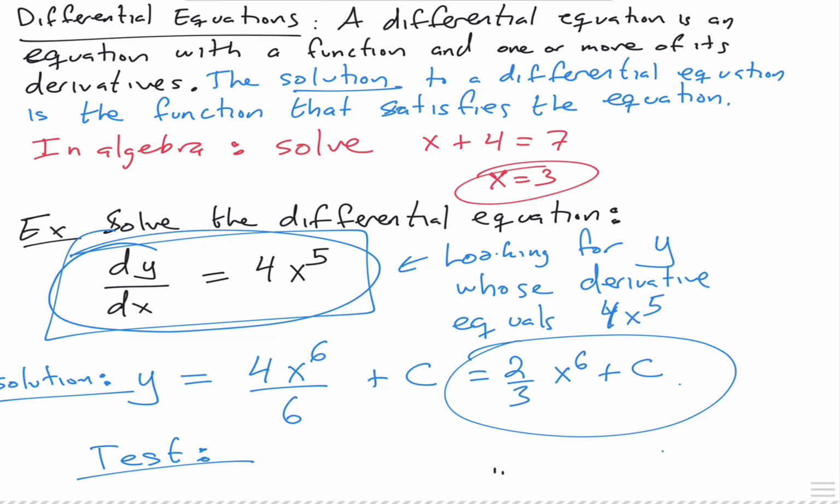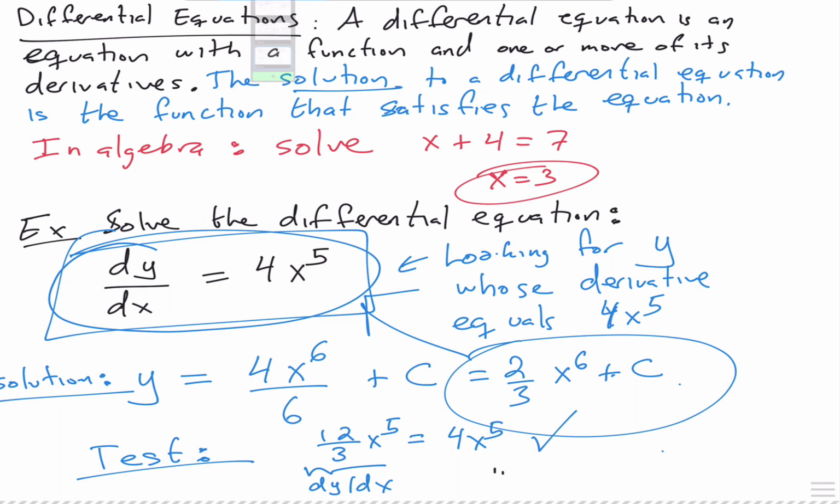So this is my solution right here, 2/3 x to the 6 plus c. Yes? Okay. Can I plug that into the original equation? Sure you can, right? So it would be dy over dx. So basically you take y, what do you do with it? Well, you get its derivative. So on the left side, you would have dy over dx. What's the derivative of 2/3 x to the 6 plus c? Is it not 12/3 x to the fifth? Yeah. Does that equal 4x to the fifth? Sure it does, right? So see how it's the same thing we've been doing, it's just worded a little bit differently. Yes?